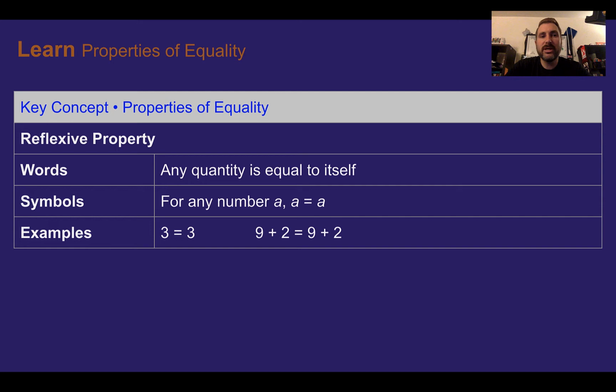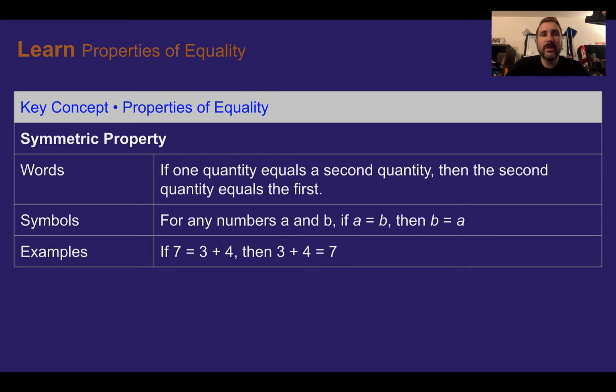So the first one is the reflexive property. This just states that any quantity is equal to itself, which seems kind of obvious. So for any number a, a equals a. So 3 equals 3, or 9 plus 2 is equal to 9 plus 2. Pretty straightforward. This will come into play later, so you do need to understand what is happening.